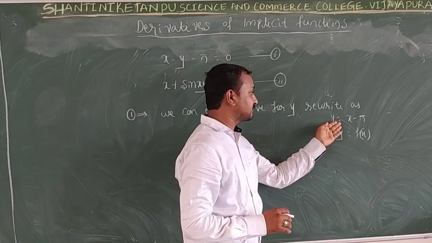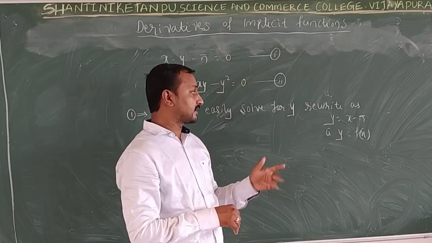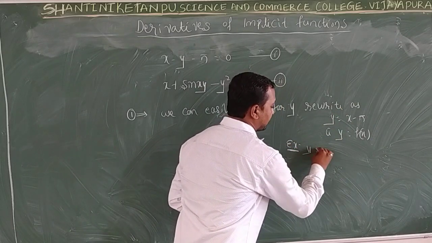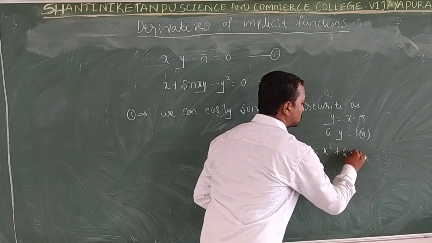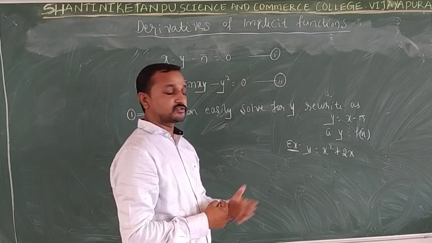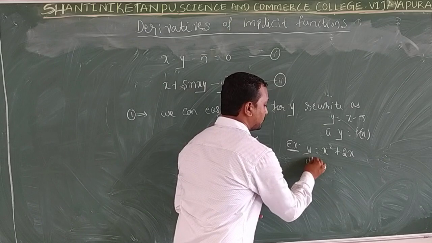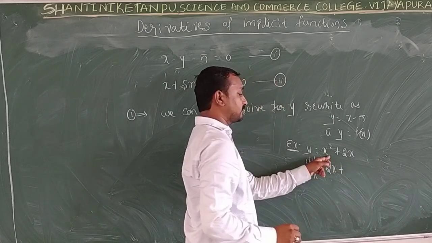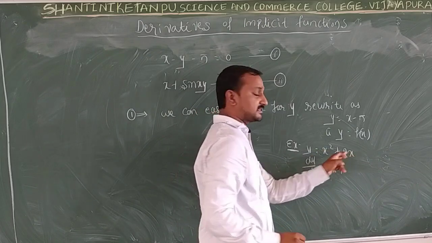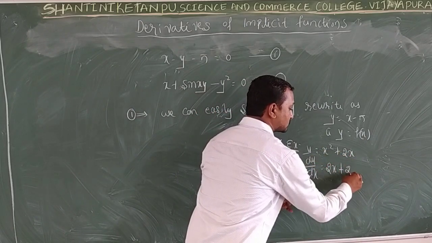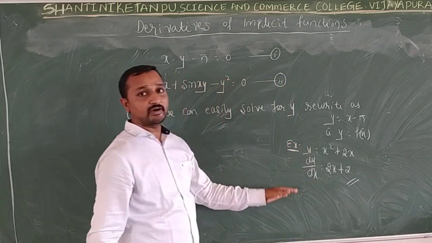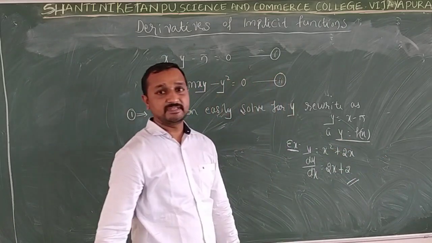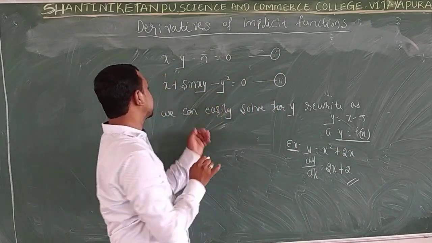In this form, we have already solved examples. For example, y equal to x square plus 2x. This is one function. The derivative of this function is dy by dx is equal to 2x plus 2, since the derivative of x square is 2x, and for 2 into x, take 2 common, and the derivative of x is 1. So this is the derivative of an explicit function. This type of function is called an explicit function. Whereas in the second case, what is the second case?